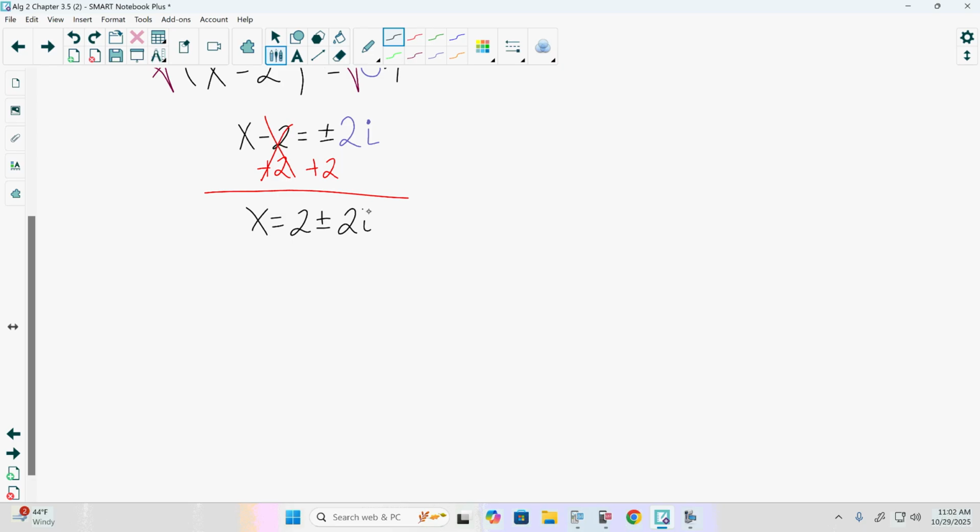Because we put it in front of the plus or minus, because whenever we add or subtract a number to both sides, we're going to put it in front. If we had subtracted 2 from both sides, it would just have been negative 2 plus or minus 2i.